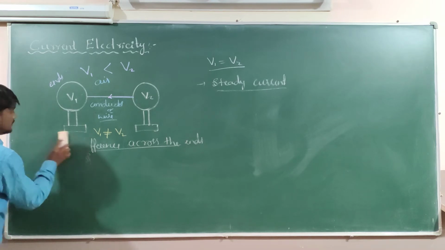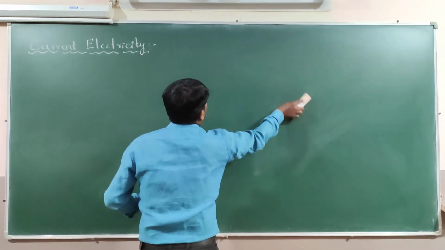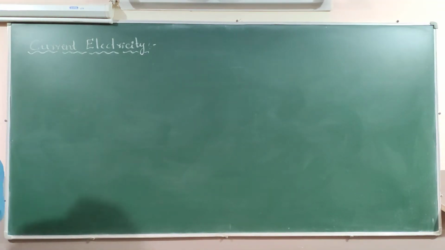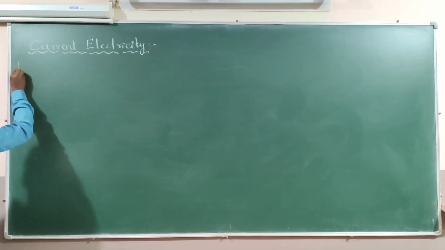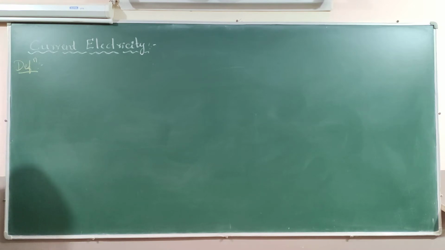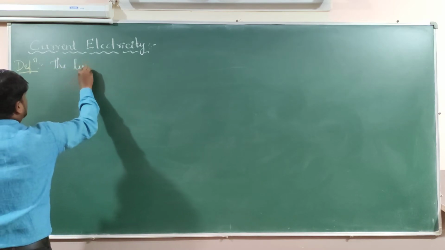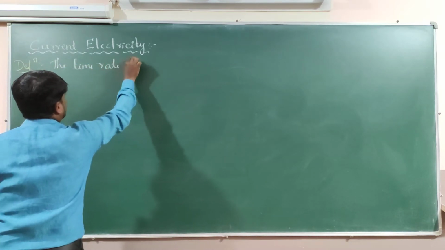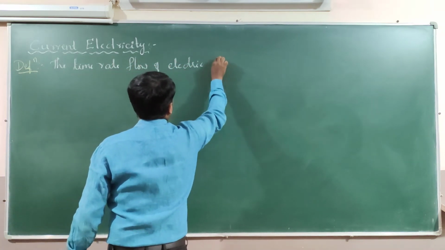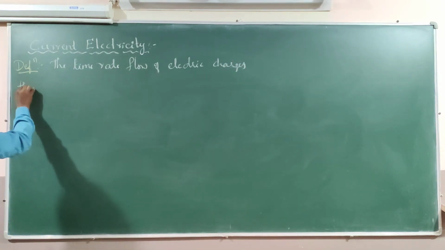Then, what is electric current? As I said here, the flow of electric charges through the conductor from one end to another end is called electric current. But if I write the proper definition of electric current: the time rate of flow of electric charges through the conductor.